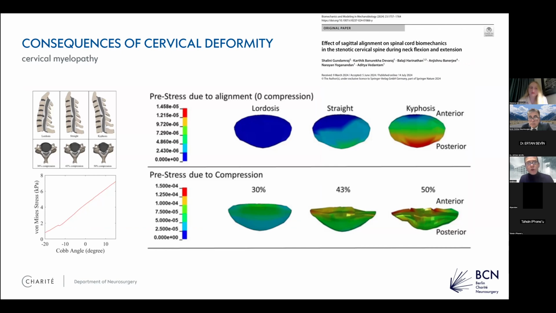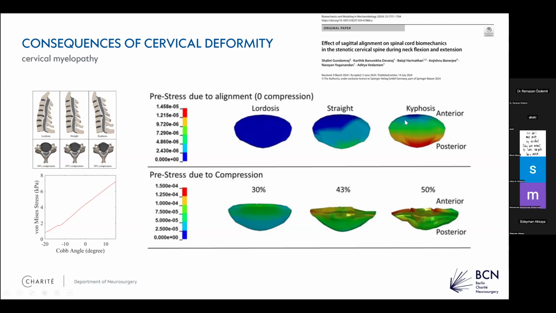And this is nicely shown in this recent publication, where the authors have used some kind of modeling using finite elements, and they have calculated a spine without compression in lordosis, in straight 0 degrees, and in kyphosis. And the more the spine leaves lordosis and gets into kyphosis, the more you can see the stress on the spinal cord. And this is already enough.